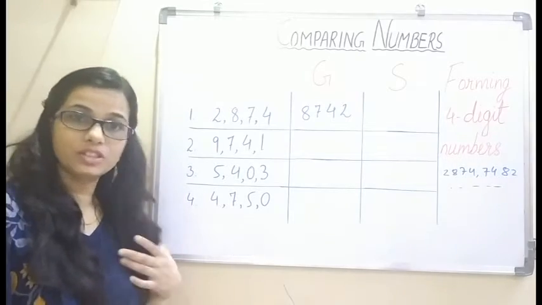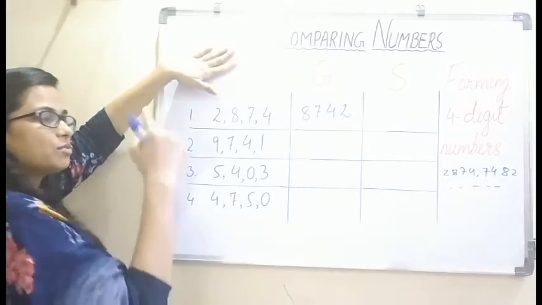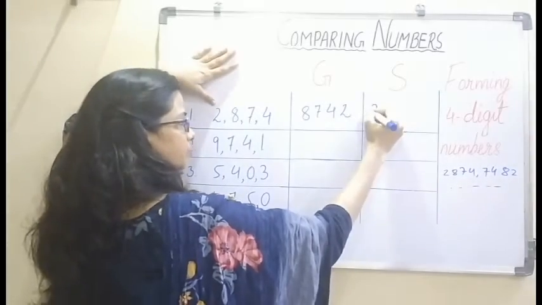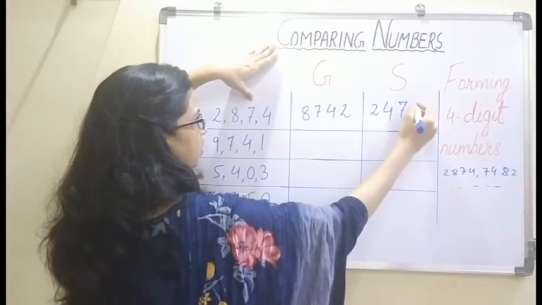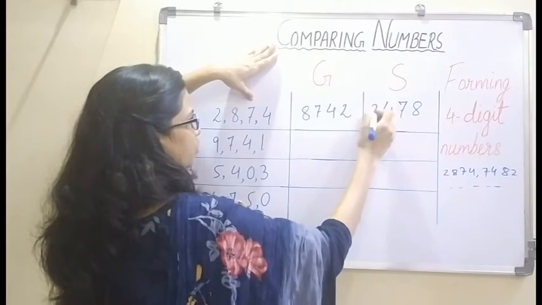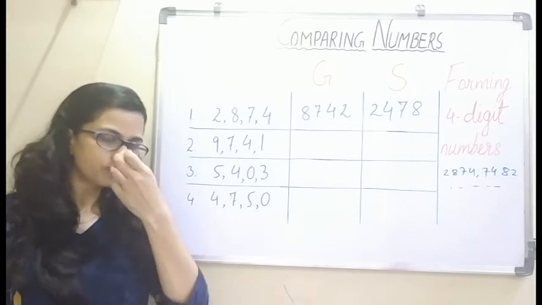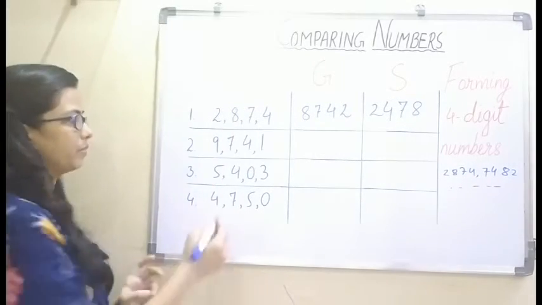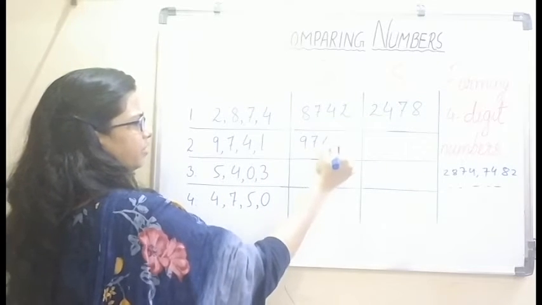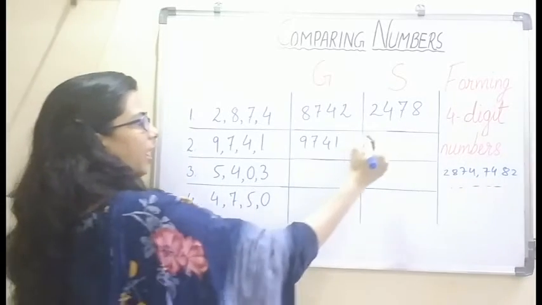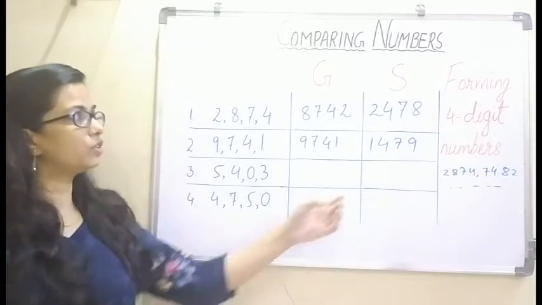Now how do we do it for the smallest one? For the smallest 4-digit number, we take the smallest digit, which is 2. The next smallest is 4, then 7 and then 8. So here we have 2478 as the smallest 4-digit number. Similarly, in the second case, we do the same thing. So we have 9,741 as the greatest 4-digit number and 1,479 as the smallest 4-digit number.